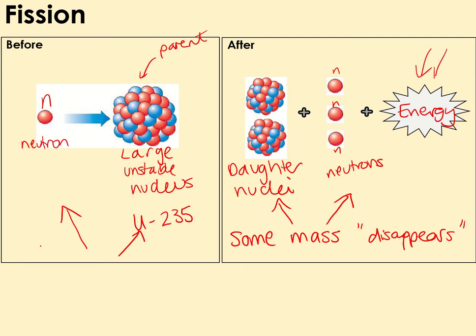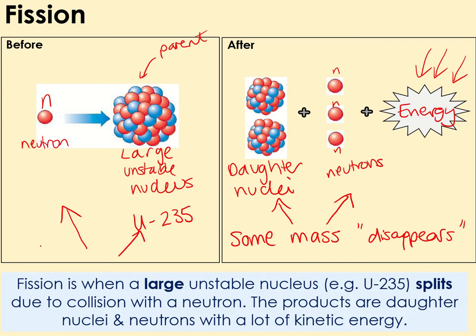The whole reason we're doing this is we want the energy. So if you were asked to write a definition for fission, the definition is this. Fission is when a large unstable nucleus, such as uranium-235, splits due to collision with a neutron. The products, so the things you end up with, are the daughter nuclei and neutrons, and all of those have got a lot of energy. They're moving very quickly, so the type of energy they've got is kinetic energy. So that's the kind of definition for fission.